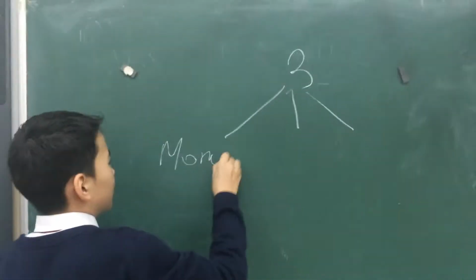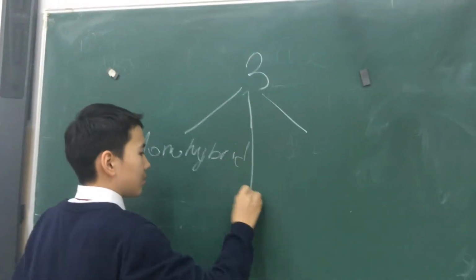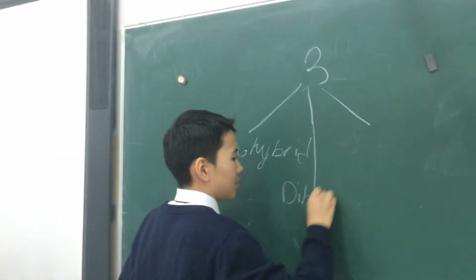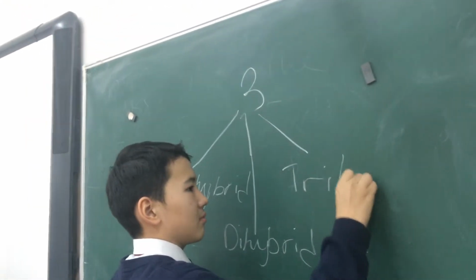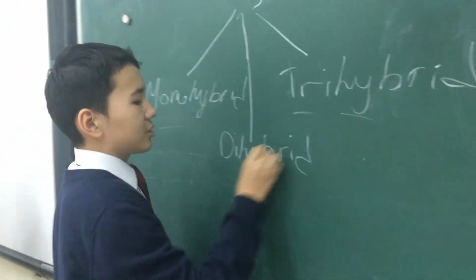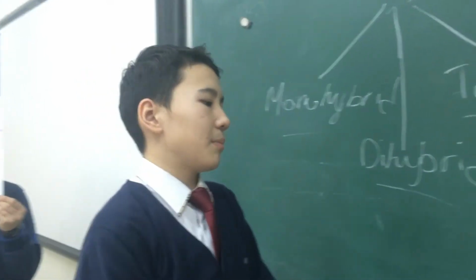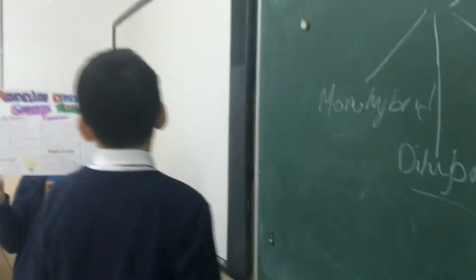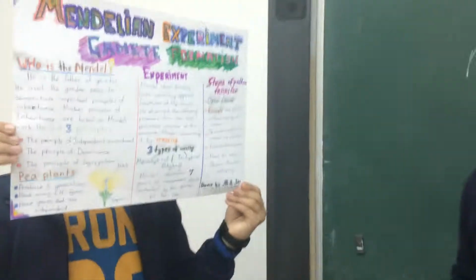Monohybrid, dihybrid, and then trihybrid. So he did that with those crossings. Then he did it by steps, like the steps of pollen transfer. Did you see?